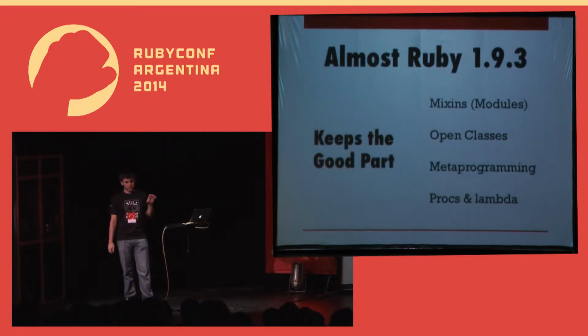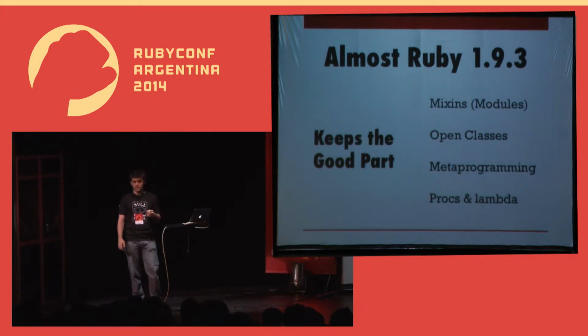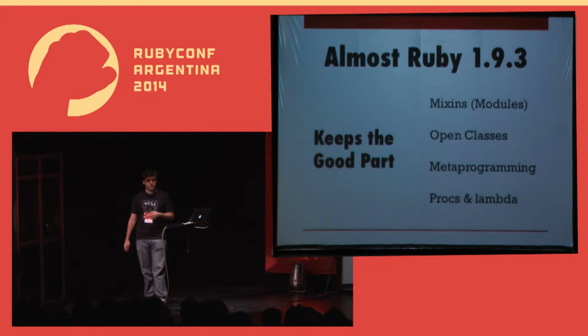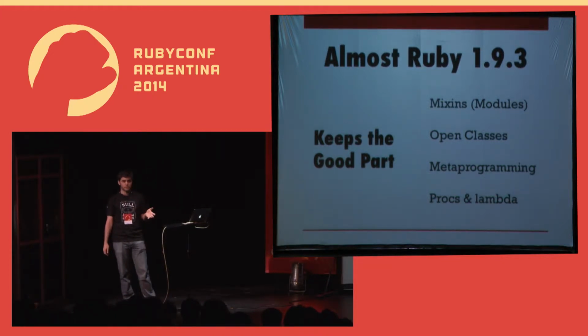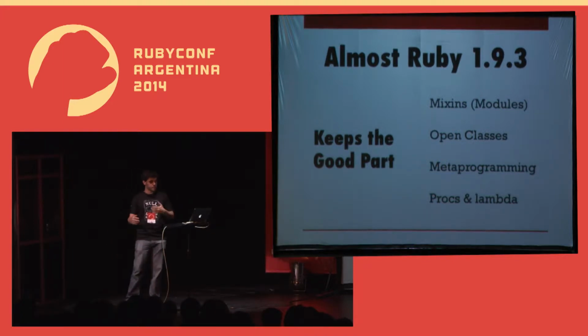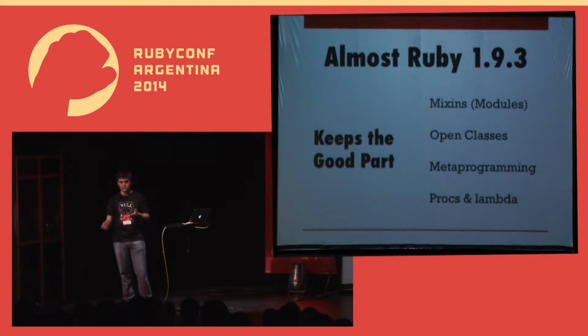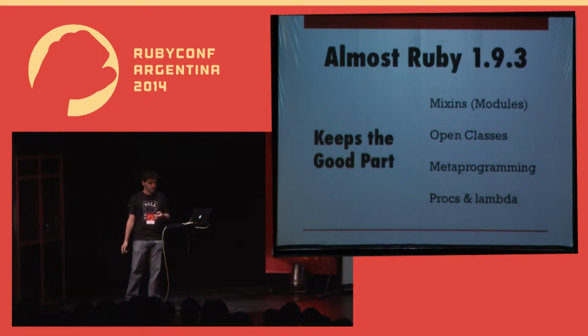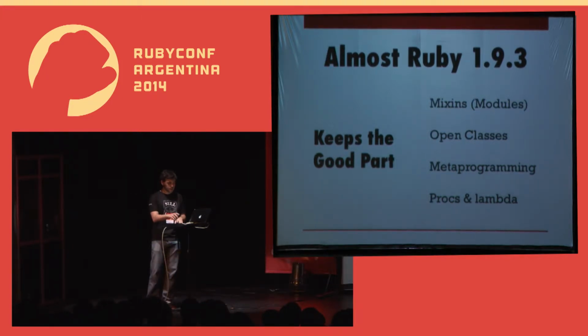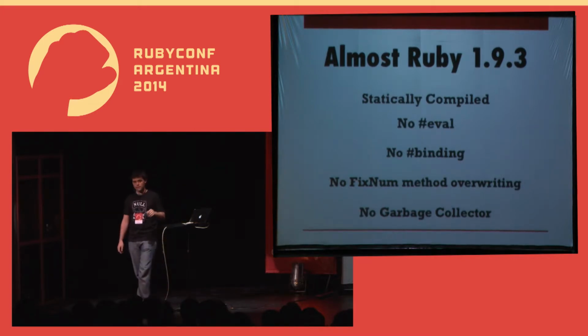Why did I say almost Ruby 1.9.3? Because it keeps the good parts of Ruby: the modules, the mixins, open classes. Even native framework classes can be reopened, and we can redefine methods. We can use metaprogramming, message sending, instance_eval, and that's what's unique about Ruby.